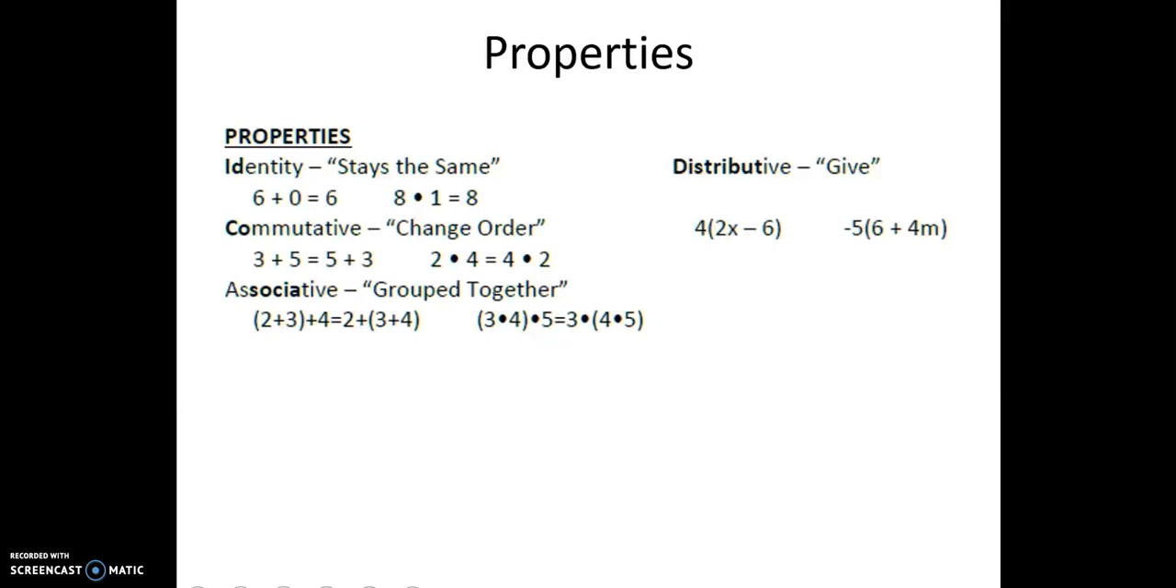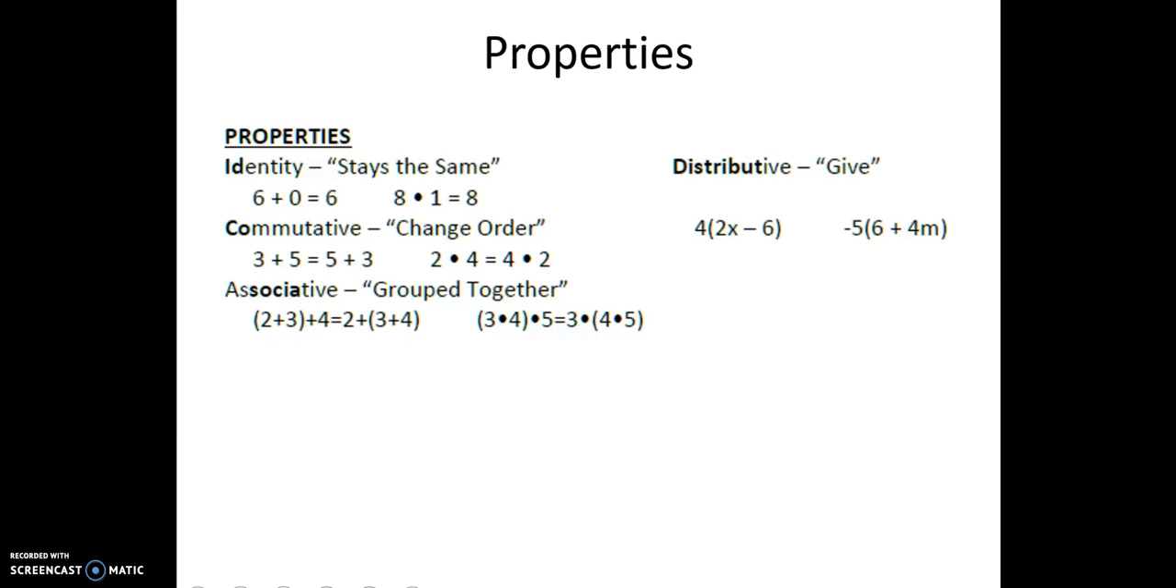Properties. In properties, the identity property means that it's staying the same. So like 6 plus 0 is still 6. 8 times 1 is still 8. The commutative property means that the order is changing. So 3 plus 5 is the same thing as saying 5 plus 3. Or 2 times 4 is the same thing as saying 4 times 2. That works when you're adding and multiplying. It won't work when you are subtracting or dividing.